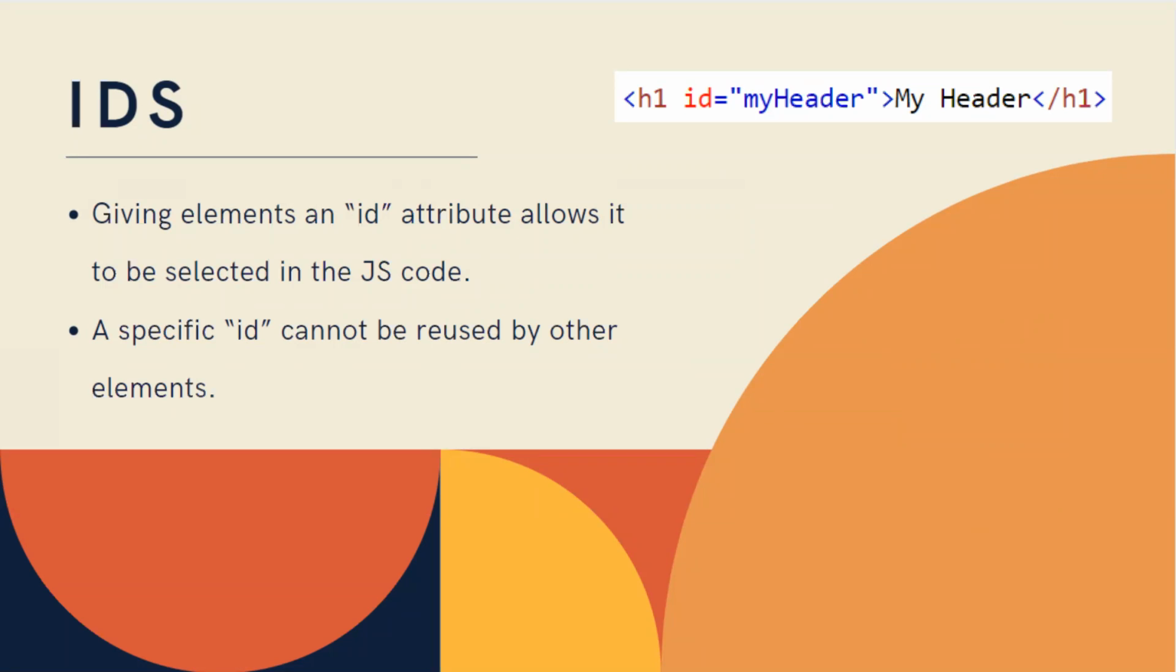A specific ID cannot be reused by other elements. This is important to note because you don't want to have two things going on at the same time. It won't run if you name things the same thing, and if you name things the same name, it might run, but it might manipulate things in a way that you don't want. So always make sure you're using different names for different things so that they correspond correctly when you're manipulating the DOM.